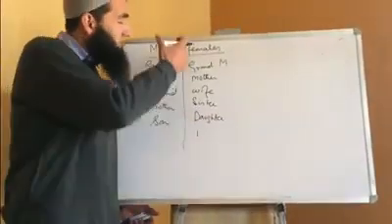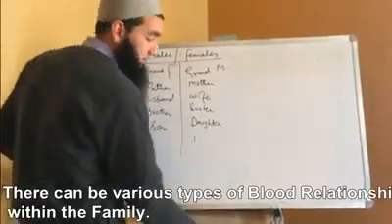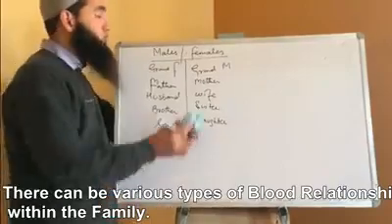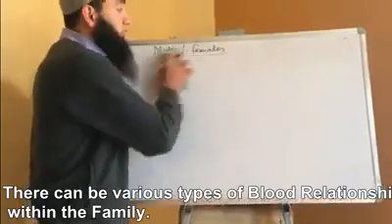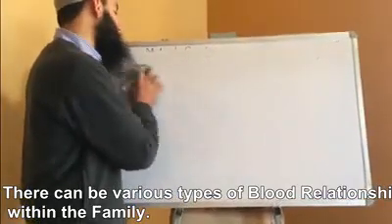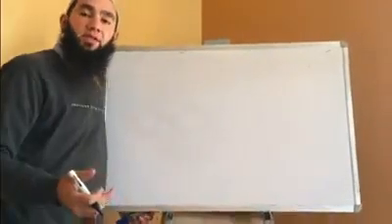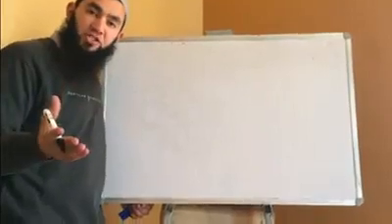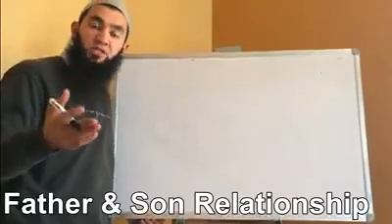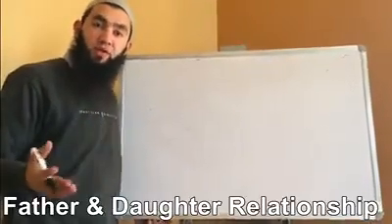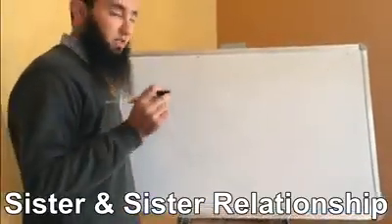There can also be relationships between these males and females. Now we need to learn how to draw the relationship between them. That is the most important part of our chapter. There can be a husband and wife relationship, I mean the married relationship. There can be a father and son relationship, a father and daughter relationship, a brother and brother relationship, a sister and sister relationship.